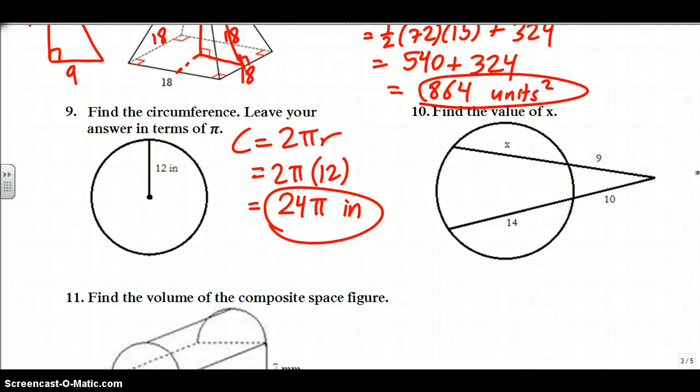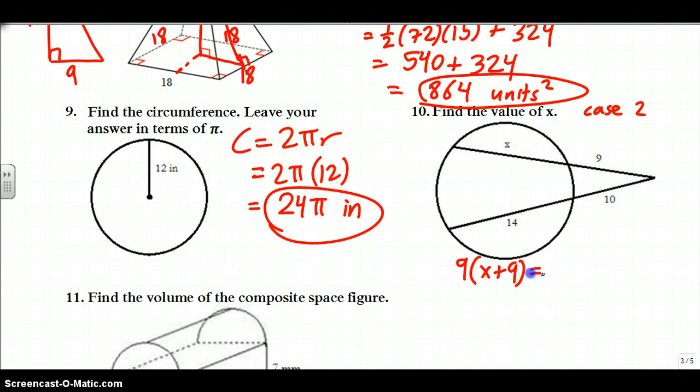Number 10, find the value of x. Well, I notice these are segment lengths. This is actually case 2, so you might want to look back at your cases, right? Anyway, it's real simple. You take the part that's outside, which is 9, times the length of the whole segment, which is x plus 9. Okay, a lot of you keep forgetting that plus.